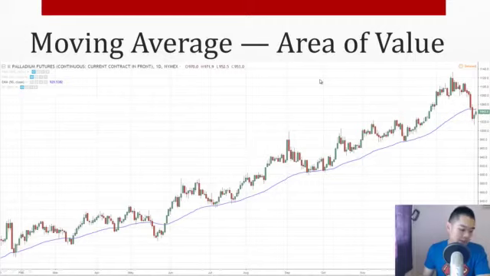Moving average also can act as an area of value, similar to the trend line support resistance concept we spoke of earlier. You can see that this is an area of value. Price has bounced off the 50 MA multiple times, as you can see over here. So moving average can help you define your area of value on your chart.